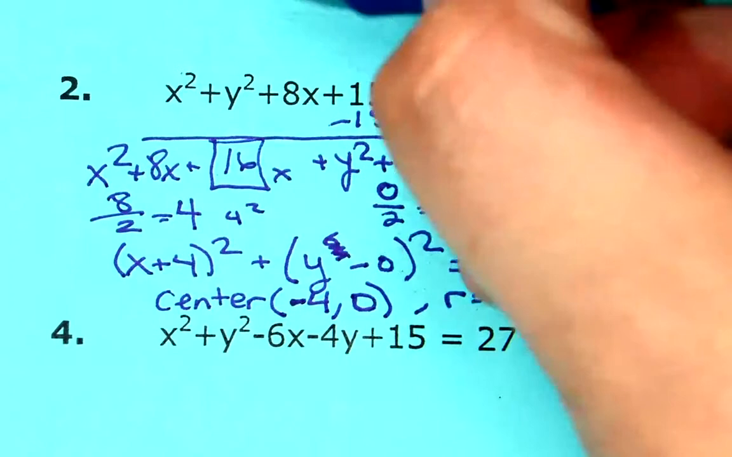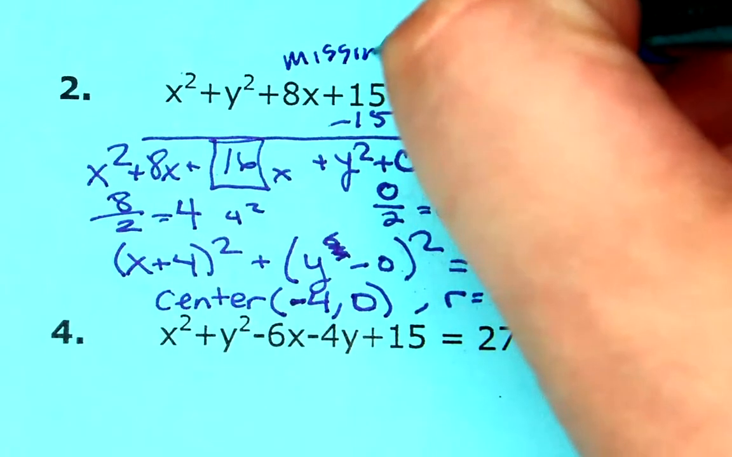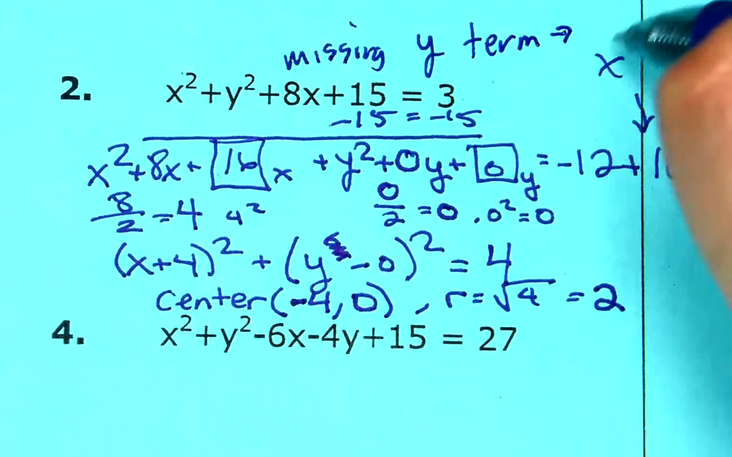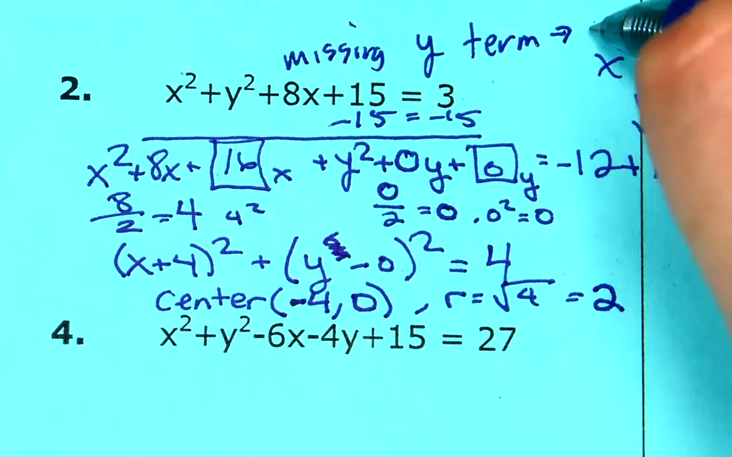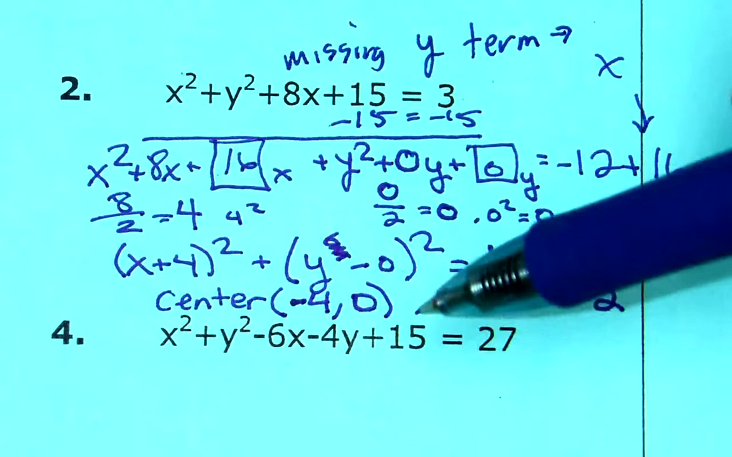And I wanted to make sure we did this since we're missing a y term. It ends up being a 0, and you have to deal with the 0 at that point.